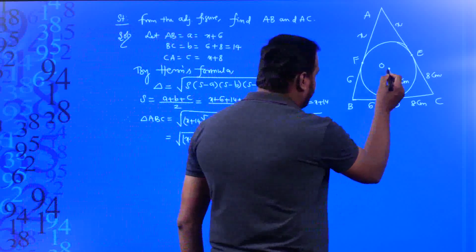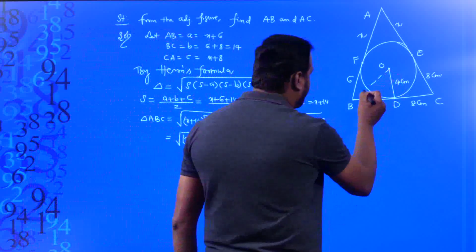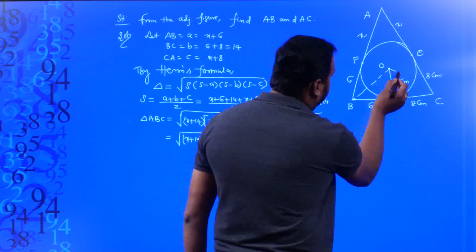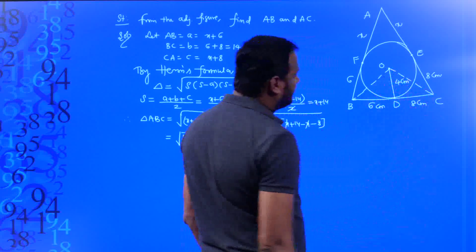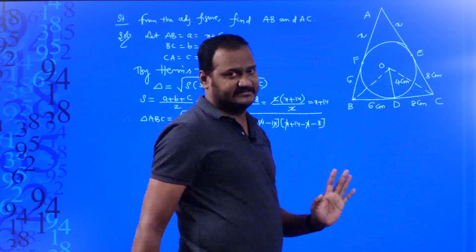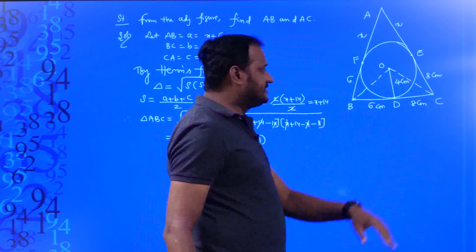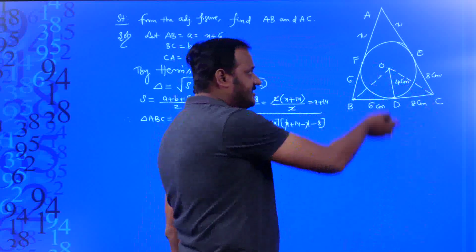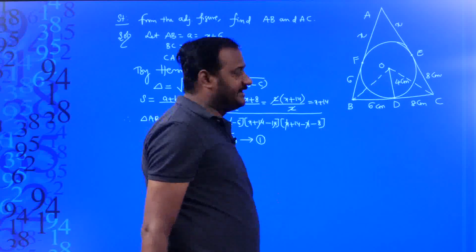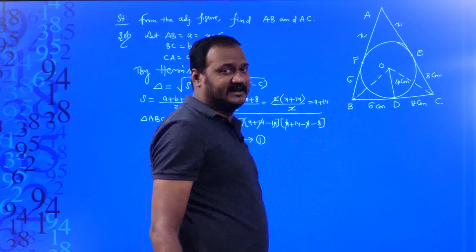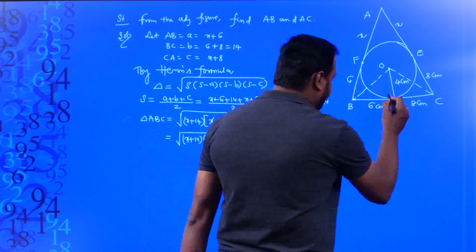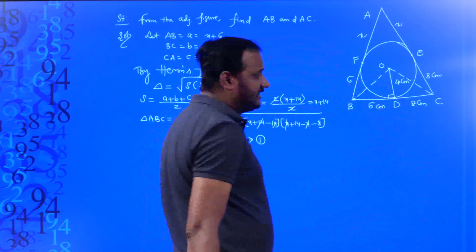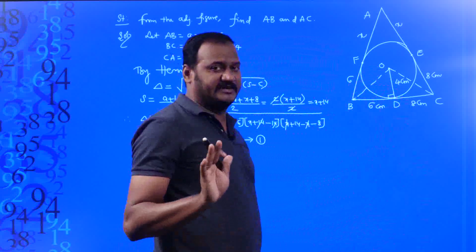I am going to join O and B as well as join O and C. See, there is a triangle OBC. So in this triangle OBC, the base is equal to BC, and OD is already the perpendicular, because OD is the radius drawn perpendicular to the tangent, so that we can find the area of the triangle easily by half into base into height.